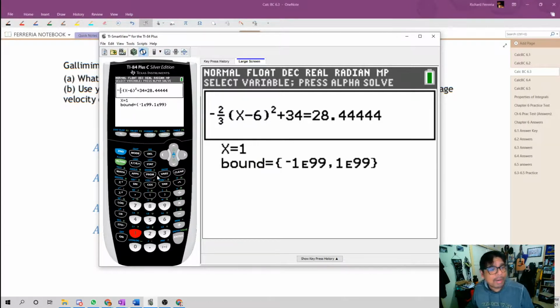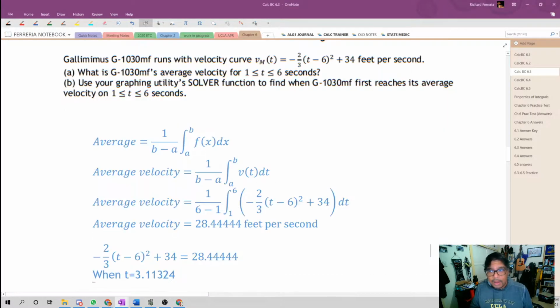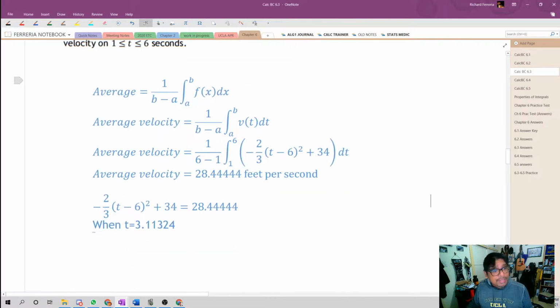To make your calculator solve for you, you need to push alpha and then enter. So it looks like at 3.113. And then on your paper, you're writing the velocity equals 28.444 when t equals 3.113.